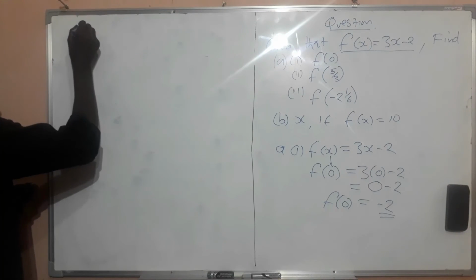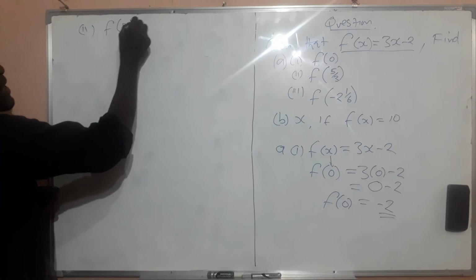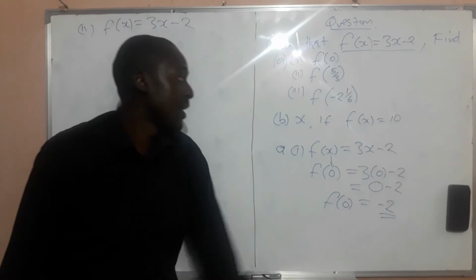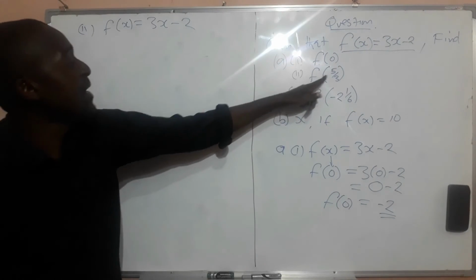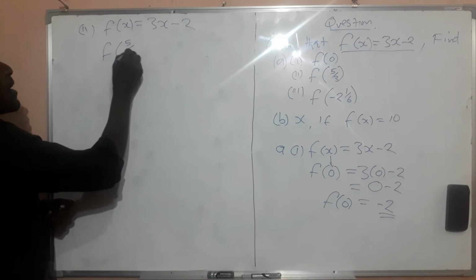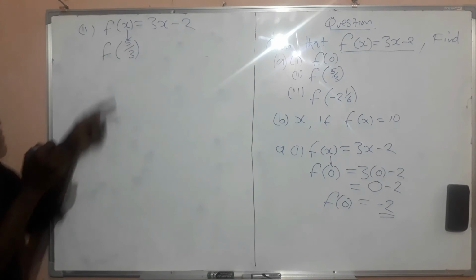Once again, for number 2 here, the function we have is f of x is equal to 3x minus 2. That's what we are given in the question. And the question here says find f of 5 over 3. So where there is x, you replace with 5 over 3.